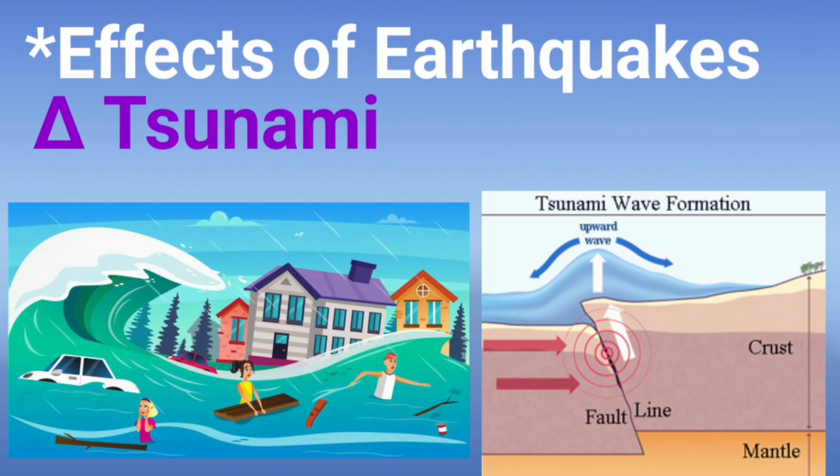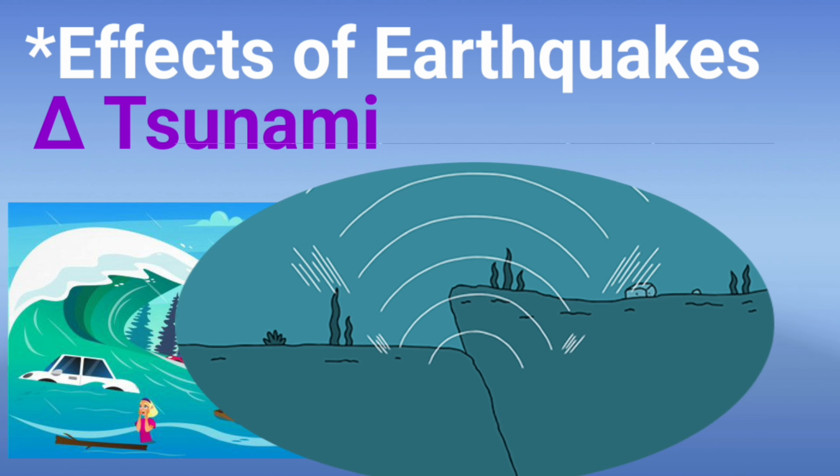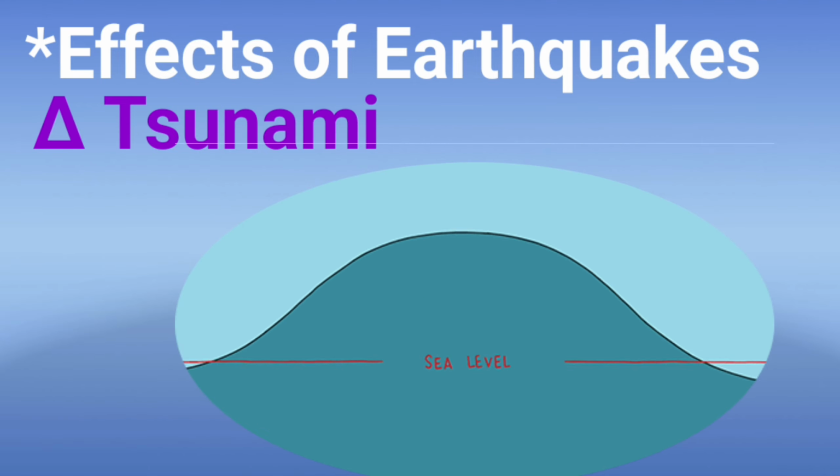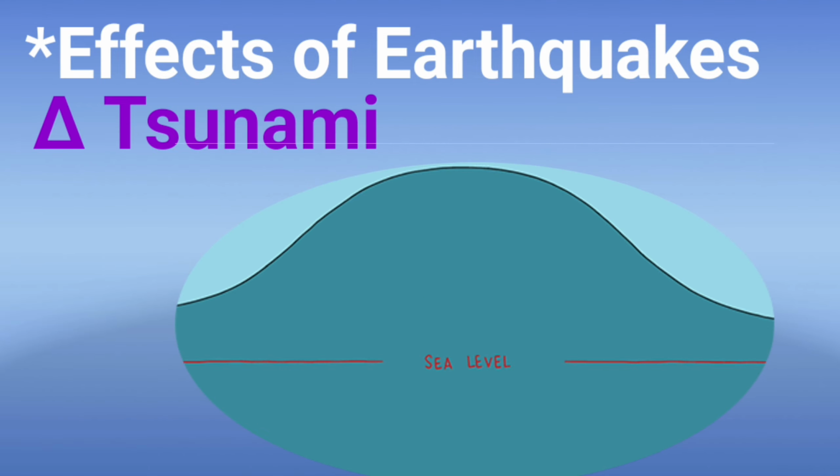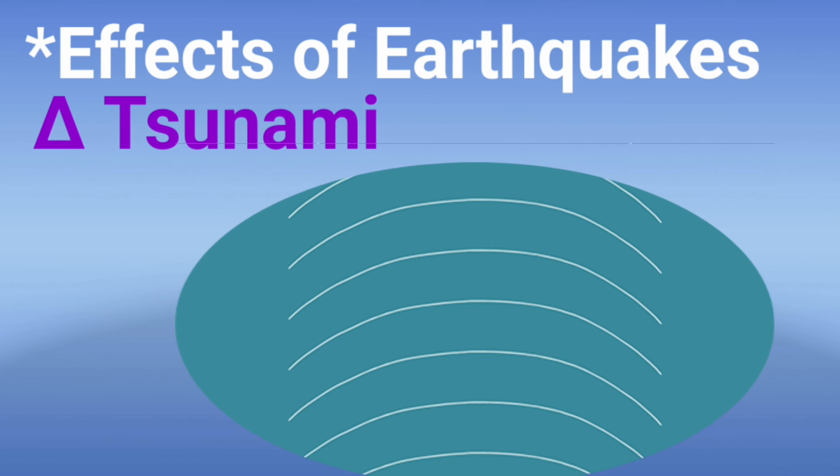Tsunamis are water waves that are caused by sudden vertical movement of a large area of the sea floor during an undersea earthquake. Tsunamis are often called tidal waves. Tsunamis are giant waves caused by a sudden shift in the sea floor, often due to earthquakes or underwater volcanic activity.